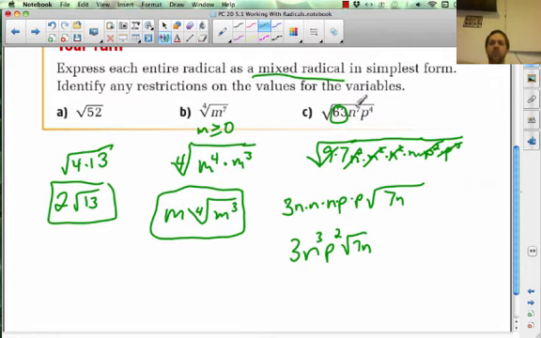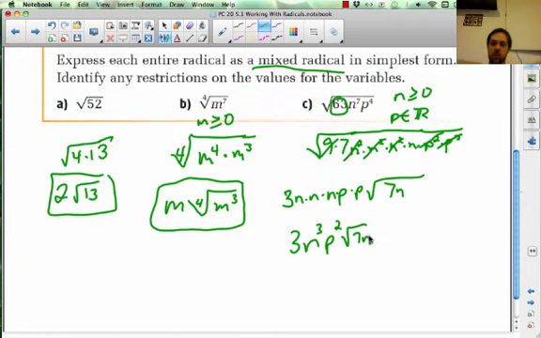So if n was a negative value, n to the 7th would be negative as well. Can't square root a negative, so n must be greater than or equal to 0. P to the 4th, on the other hand, if p was negative, p to the 4th would be positive. So it doesn't matter if we throw negative values in here for p. It will always end up positive when you raise it to the power of 4, and we will always be able to take the square root of that. So there are no restrictions on p. P is an element of the reals. It can be anything you want it to be.